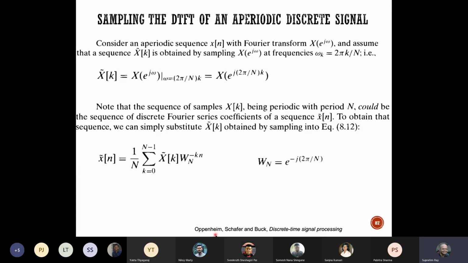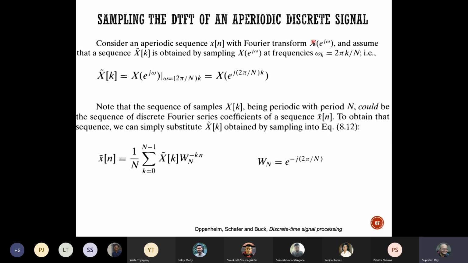So here's the proof. This is now taken from Oppenheim, Schafer, and Buck, which is the discrete time signal processing book. This is the second book in the series. Here what I'm doing is I'm starting with the aperiodic signal x[n], but it's an aperiodic signal with some finite length. It's zero everywhere else other than over an interval of N. So I can look at its DTFT, and this is how it's going to look. The Fourier transform is X(e^{jω}), where omega is continuous, but it's periodic with a period of 2π.